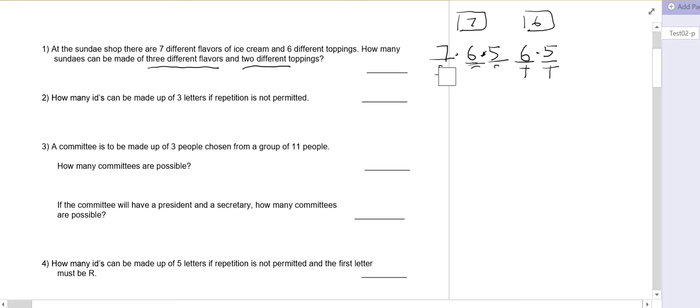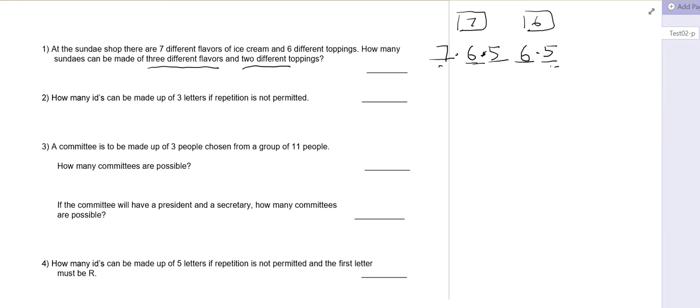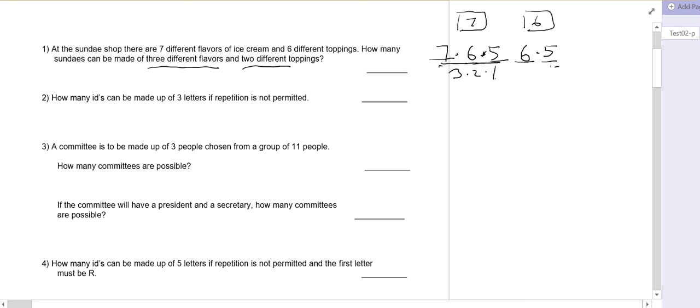When you don't have order, you divide. Well, how many flavors did I pick? I picked 3. So I divide by 3, 2, 1. How many toppings did I pick? 2. So 2, 1, right? So when you don't have order, you're going to be dividing. You divide by how many you selected, factorial. I selected 3 flavors, 3, 2, 1, factorial. I selected 2 different toppings, 2 factorial, 2 times 1. Remember, it's all multiplication and or division.